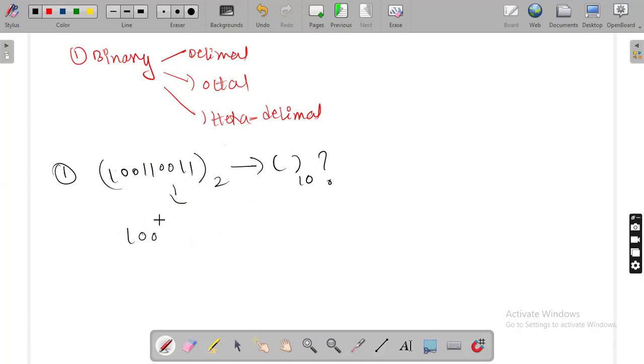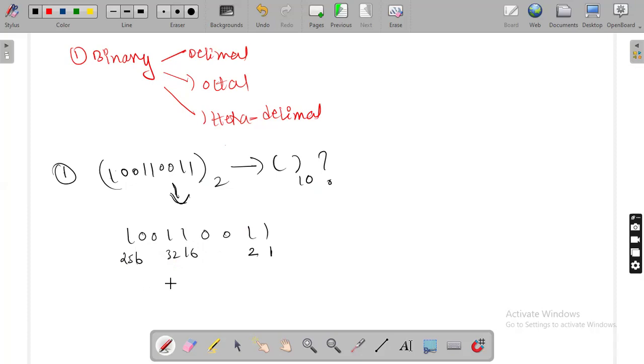1 0 0 1 1 0 0 1 1. This is the given binary. Now how to do it? Powers of 2: 1, 2, 4, but don't write 4 here because it is 0. Next 8, don't write 8 because it is 0. After 8, 16, you have to write 16 here. Next 32, next 64, don't write 64 because it is 0. Next 128, sorry, don't write 128 because it is 0. Then 256.